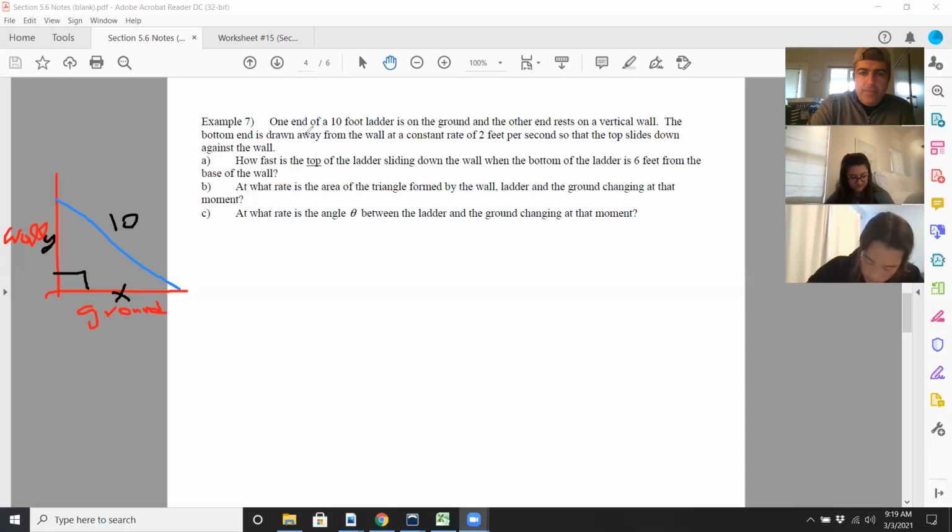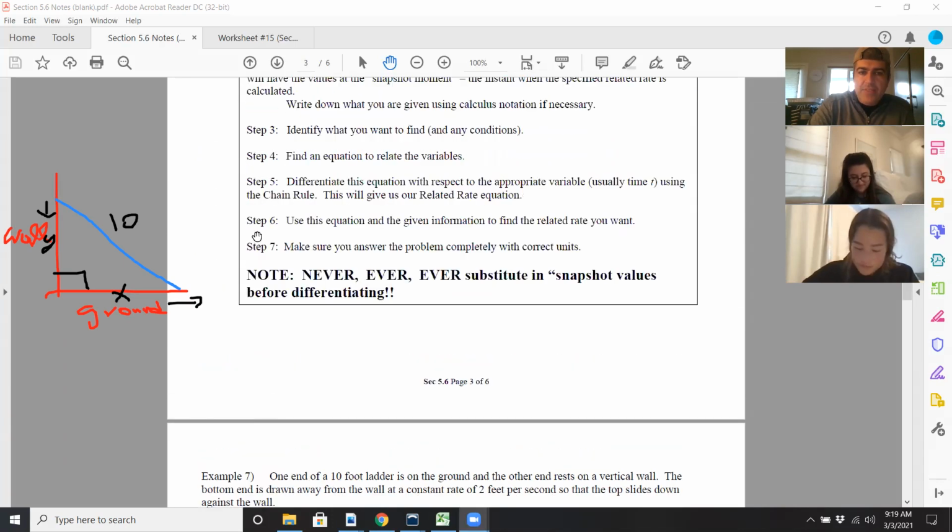Now, they say the bottom end is drawn away from the wall at a constant rate of 2 feet per second as the top slides down the wall. So basically what's happening is that this is sliding down like this, and that's going this direction. So X and Y are changing, right? But the length of the ladder is not changing.